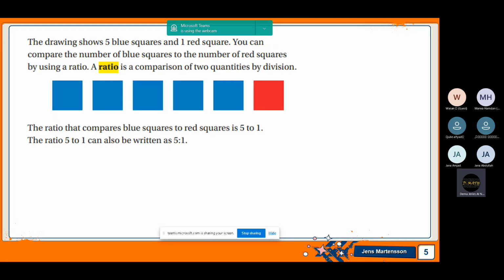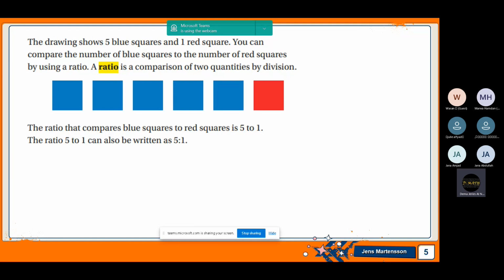Teacher, I have to say something. Here you wrote 5 and 1, and here you wrote 6. For blue to red, how many are blue? 5. How many are red? 1. But if I ask you whole to red, how many in the whole? 6. How many are red? 1. Okay, according to the question. Okay, thank you, teacher. Got it now?